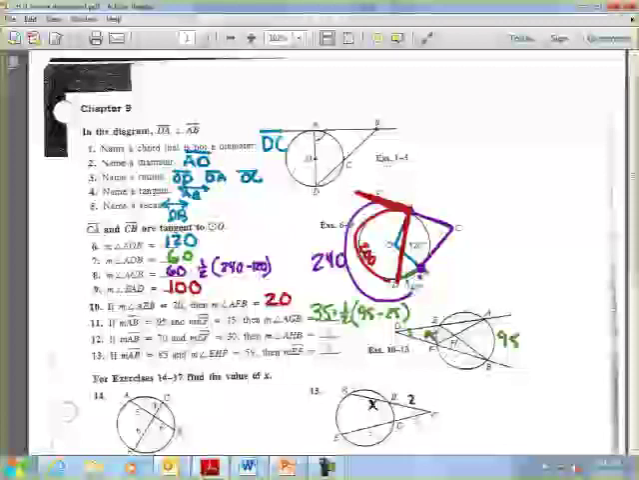An angle formed outside, whether it's by secants or tangents, will be half of the difference of the arcs inside of that angle. Questions on that one?